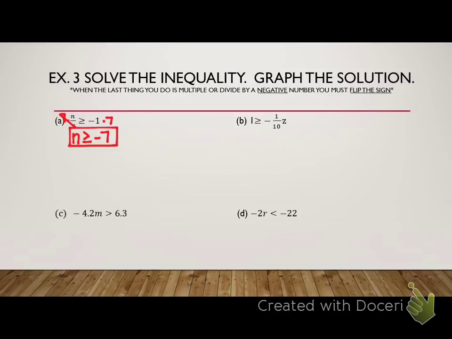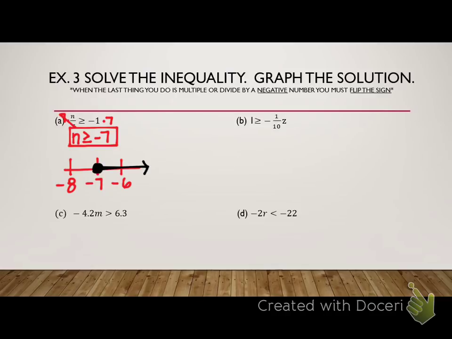I do, however, need to graph this. So once again, we're going to draw our number line, put our -7 in the middle. We'll do one number to the right, which is -6, and one number to the left, which is -8. When we look at our symbol, it's greater than or equal to, so we know it's a closed circle because -7 is one of our solutions. The rest of our solutions are supposed to be greater than -7, so our arrow is going to go to the right.